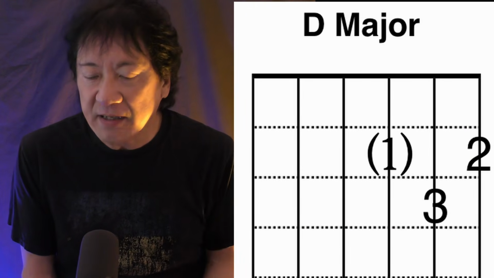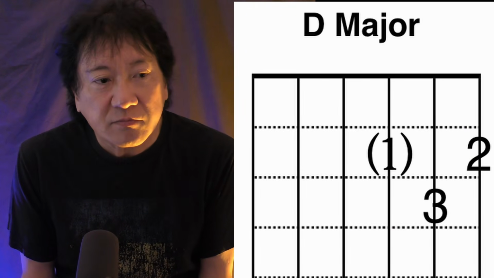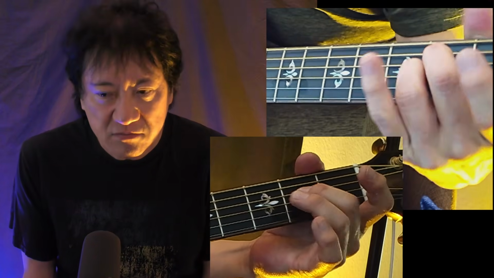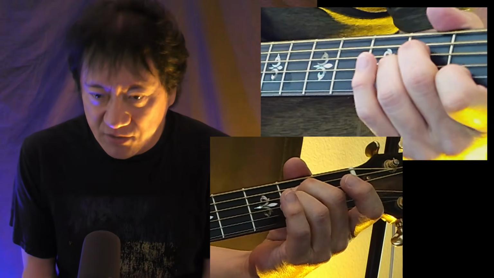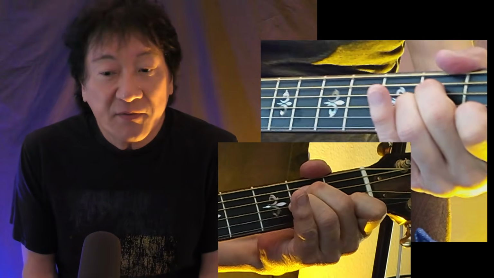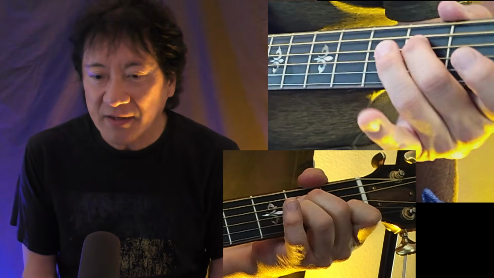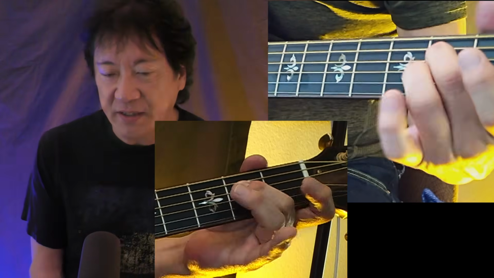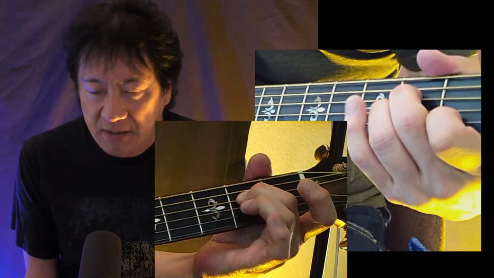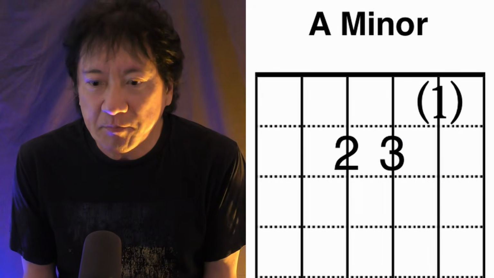The next thing is A minor. The 2nd finger, middle finger, is on the D string, 2nd fret. 3rd finger is in the same fret but on the G string. 1st finger is on the 1st fret, B string.